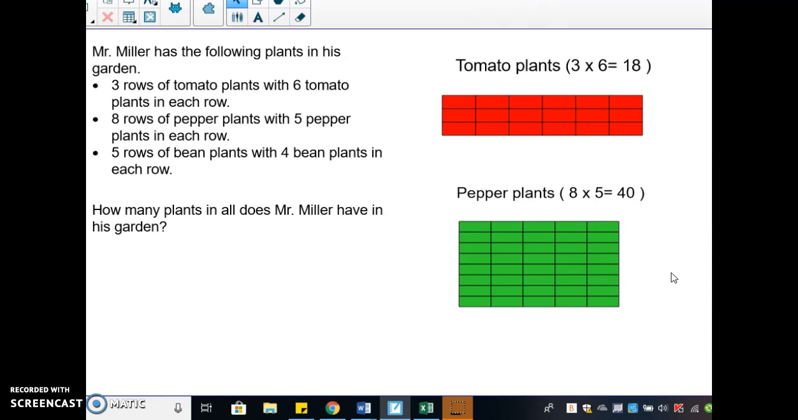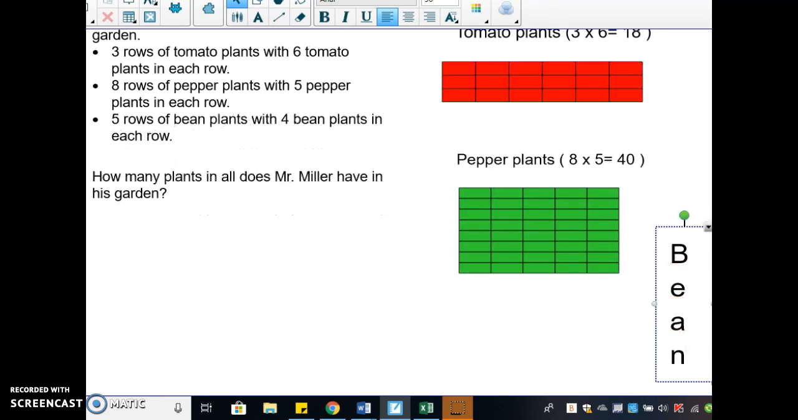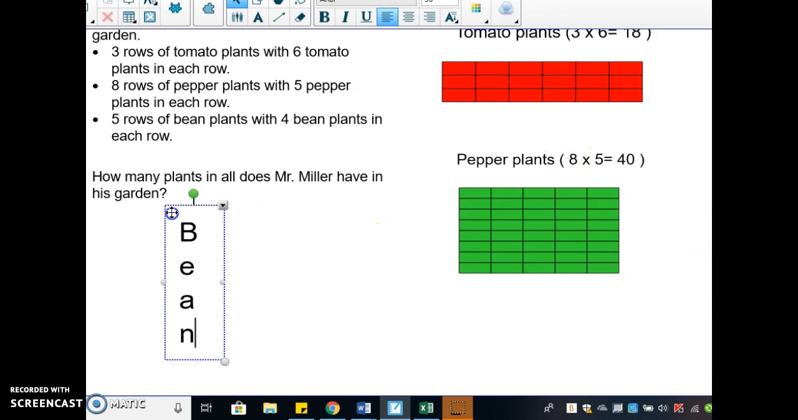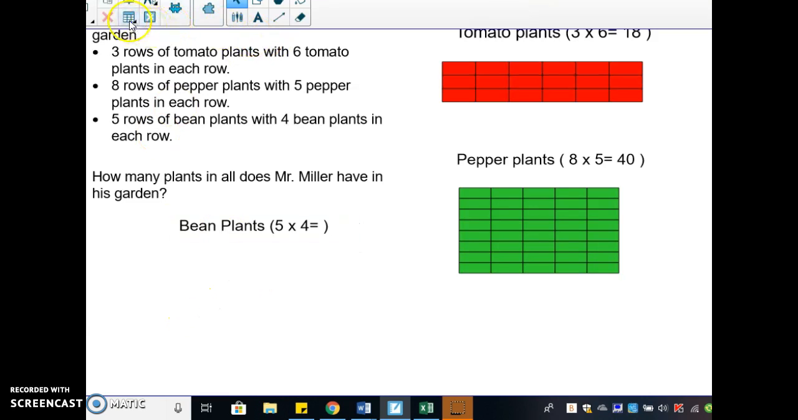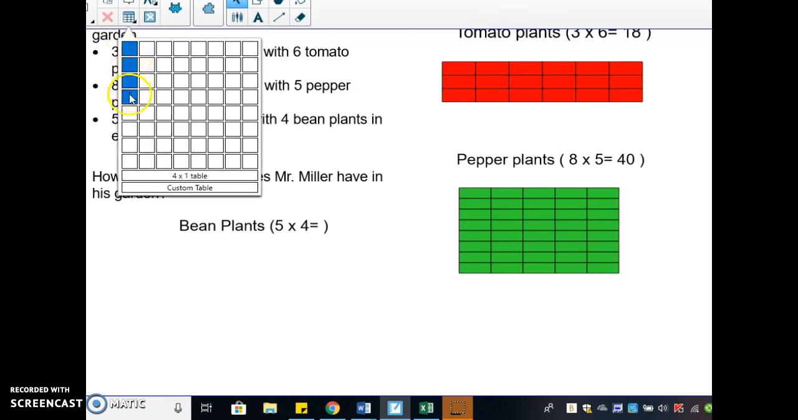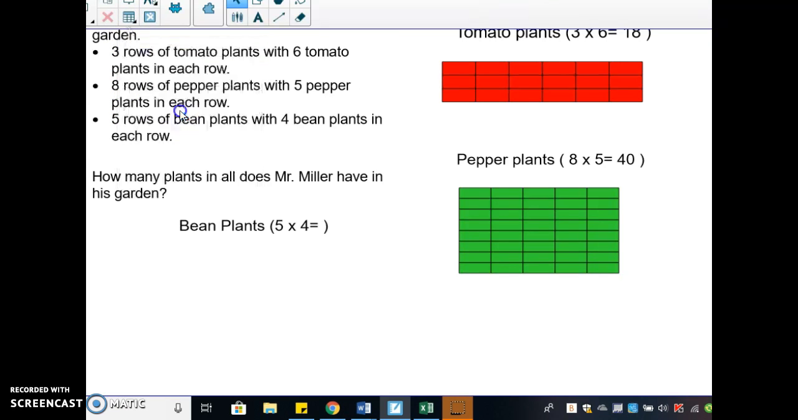Alright, so now I have one more that I have to multiply, 5 rows of bean plants with 4 bean plants in each row. So again, I'm going to type that and move it over here. That's way too big, so let's make that smaller size. So bean plants, 5 times 4 equals, and we're going to create that table. So 5 rows and 4 columns, 5 and then 4.